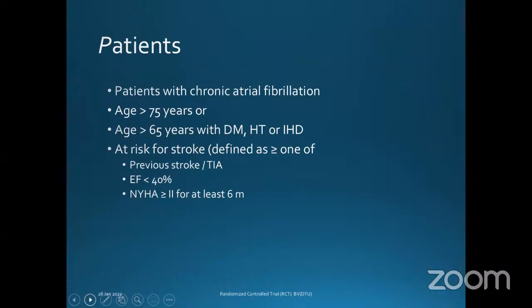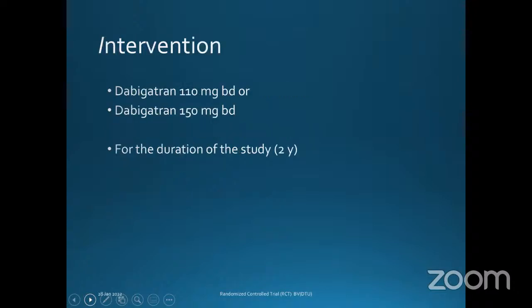Our patients are those with chronic atrial fibrillation, more than 75 years. If there is diabetes, hypertension, or ischemia, more than 65 years, they are at risk for stroke, defined as more than one of the following: previous stroke or TIA, ejection fraction less than 40%, NYHA class more than 2 for at least 6 months. That's the heart classification.